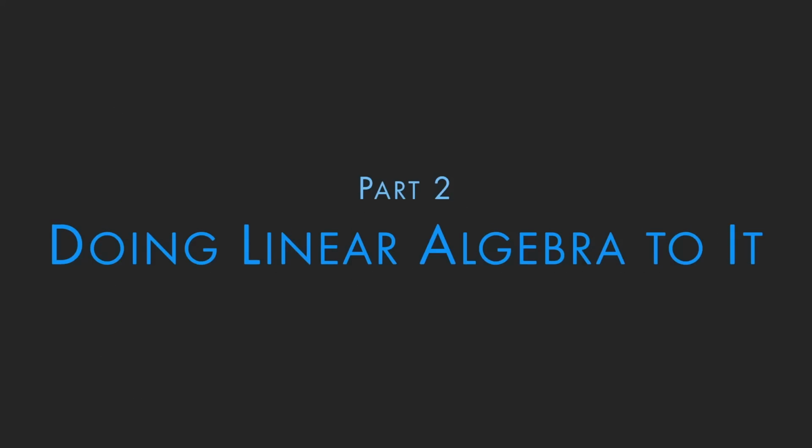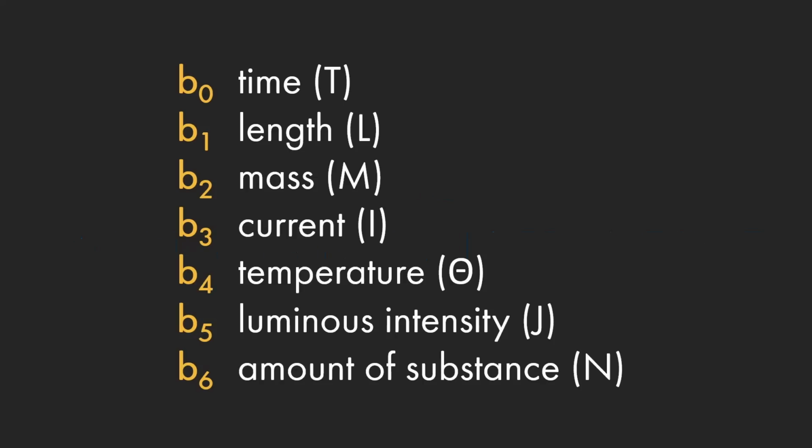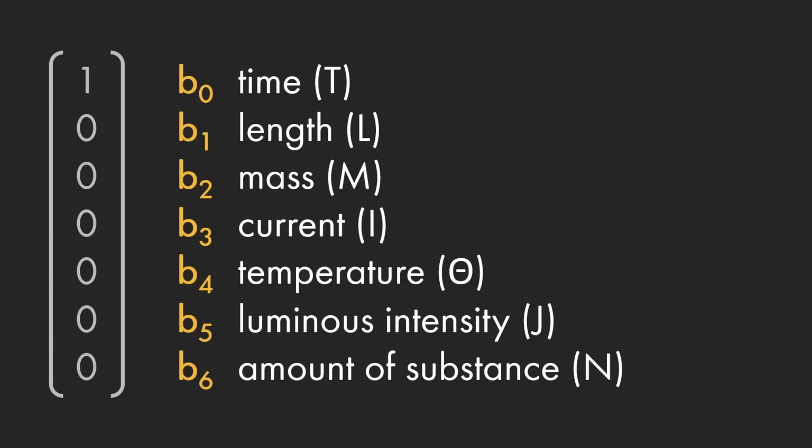So, in order for linear algebra to make any sense at all in this context, we have to start with a few basic definitions about our system. Namely, we have to define what each of the basis vectors mean. In this case, those basis vectors represent the 7 base quantities that are used in the SI, in this specific order. What this means is that, for instance, the vector with a 1 in its first entry and zeros everywhere else means time. The vector with a 1 only in its second entry means length, and so on.